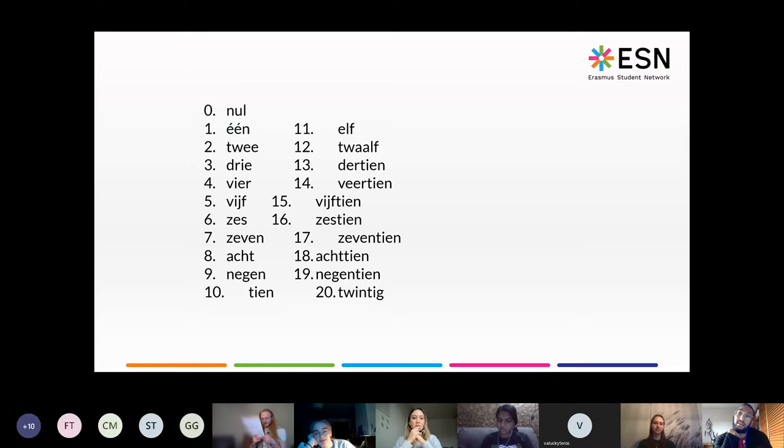All right, I'm just noticing that there is no 17 in your booklet. I don't know where that went. The forbidden number.